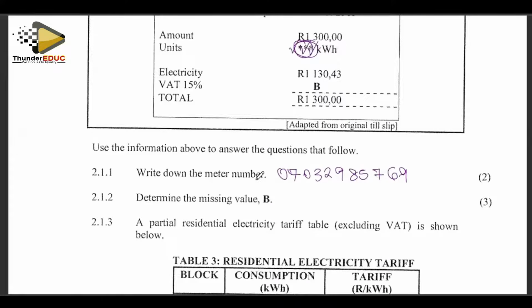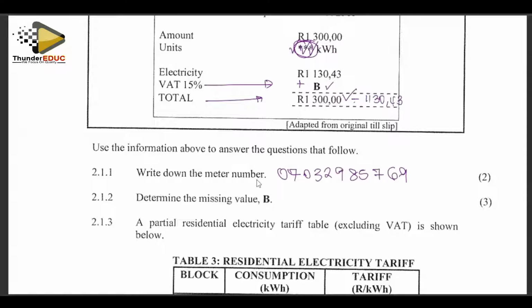Calculate the missing value of B. When you look at the missing value of B, it corresponds with the VAT. There are two ways of doing this. The total cannot exist without VAT, so this total already has VAT, meaning they added these two. So if you're looking for the value of B, you subtract that value there, and you get the value of B.